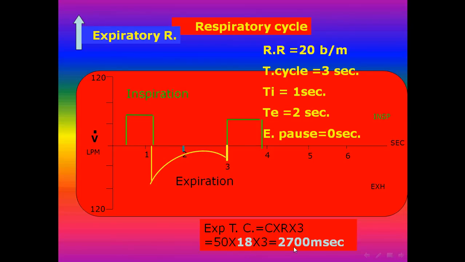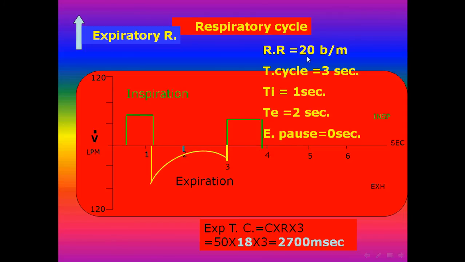So the expiratory time constant multiplied by 3, which is the time required for the exhalation of the whole tidal volume, will be 2.7 seconds. Here the patient's respiratory rate is 20, and the duty cycle is 3, 1 second for inspiration, and we are left with 2 seconds for exhalation, but I need 2.7. So the exhalation of the tidal volume will be incomplete, and this will lead to dynamic hyperinflation.